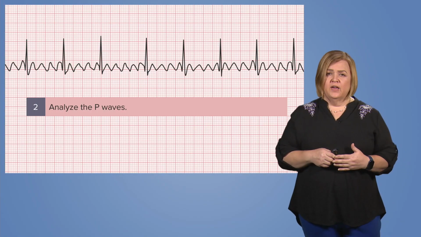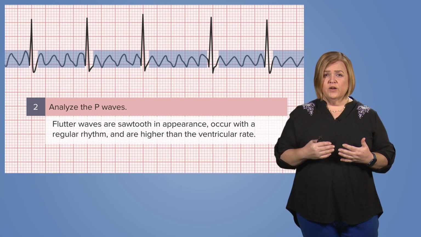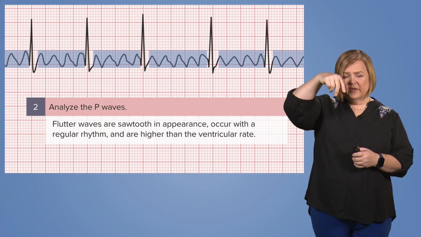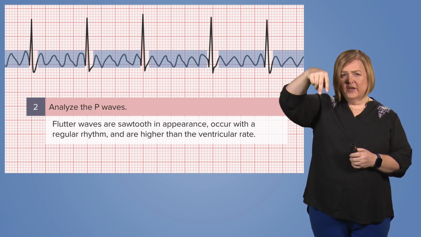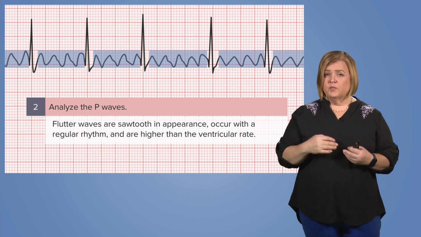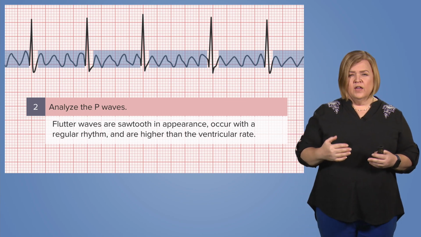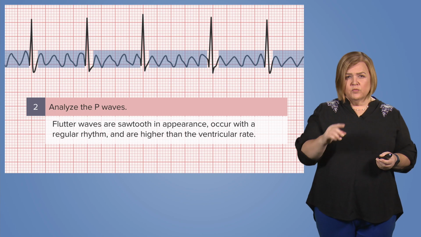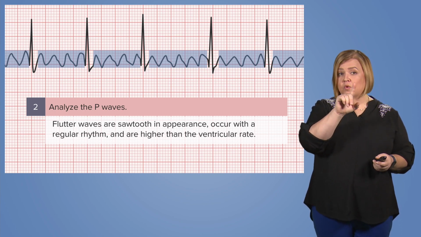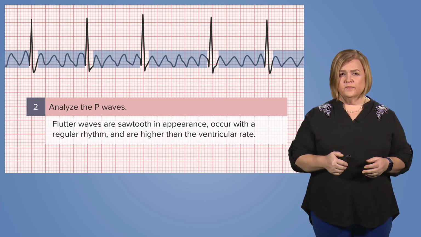Now we look at those P waves, we know that they are sawtooth in appearance, and they happen with a very regular rhythm. In fact, if you had calipers and went from the peaks of the P wave and measured all the way down, you would see that those truly are consistent. They happen with a very regular rhythm, and it is higher than the ventricular rate. Well, how do I measure the ventricular rate? Remember, you're looking at those QRSs, and we have more P waves, those sawtooths, than we have QRS complexes.